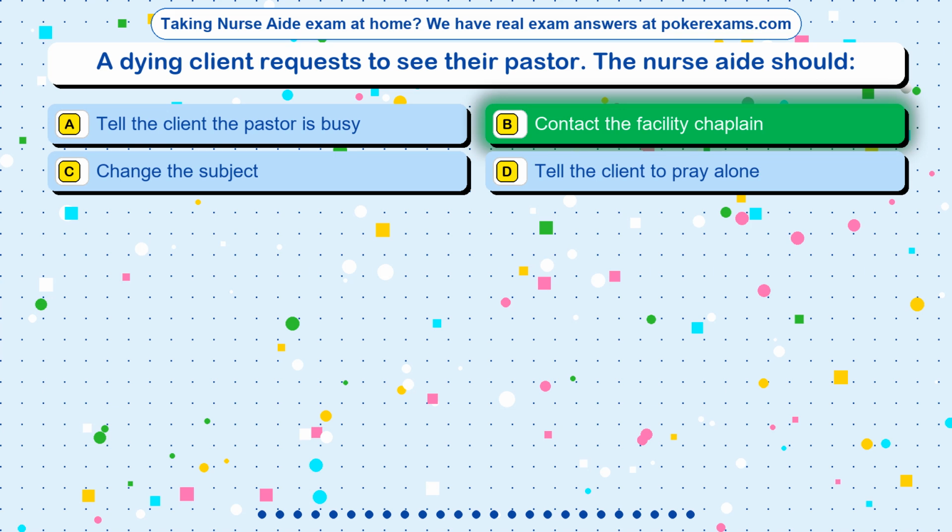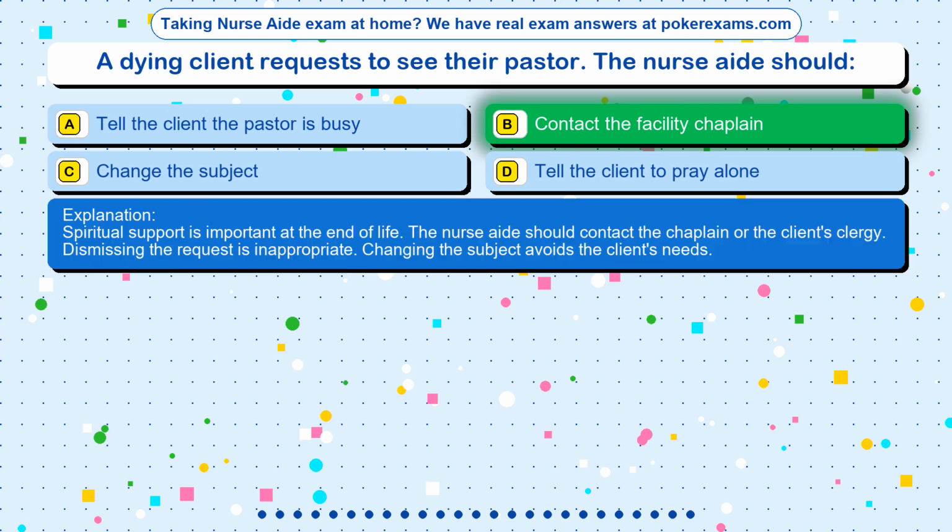The correct answer is option B, contact the facility chaplain. Spiritual support is important at the end of life. The nurse aide should contact the chaplain or the client's clergy. Dismissing the request is inappropriate. Changing the subject avoids the client's needs.